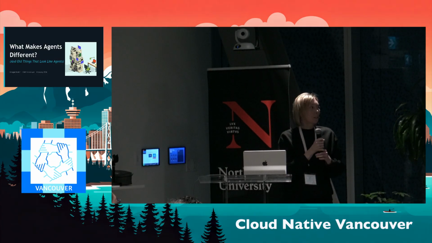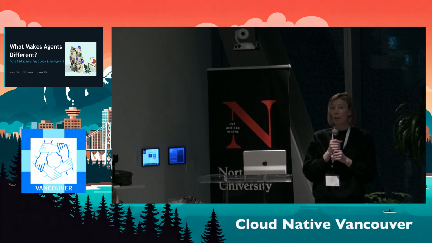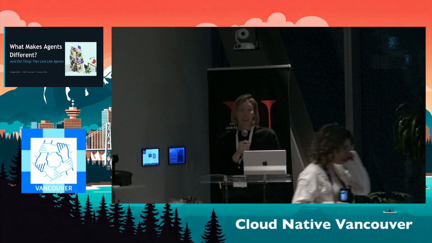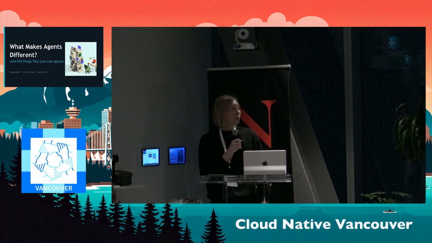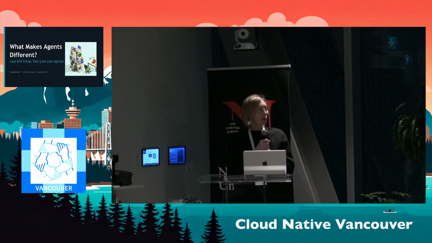So my name is Morgan Foster. I work at Red Hat in Emerging Technologies. I'm also a co-chair of the AI Gateway working group as part of the Kubernetes community. And all of the work that I do, I spend my time thinking about how we can start building infrastructure for the Internet of Agents.